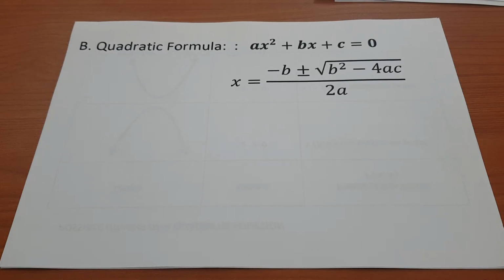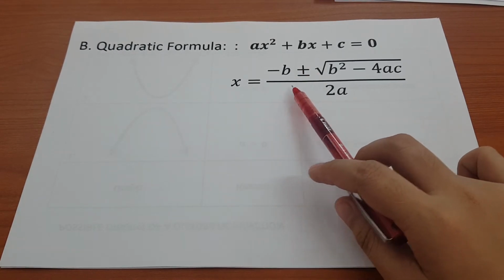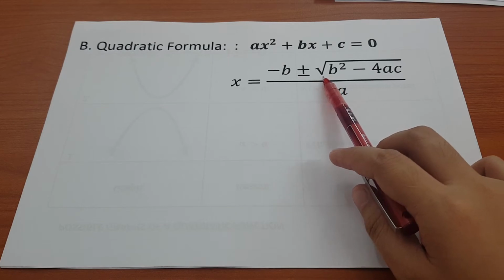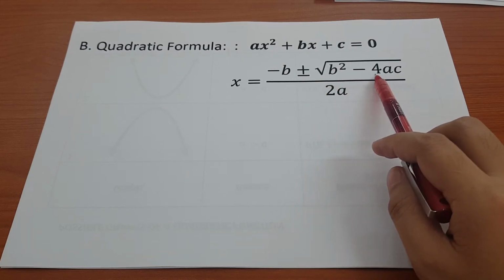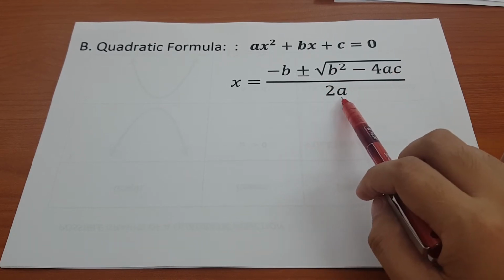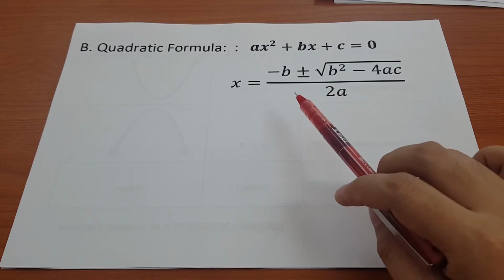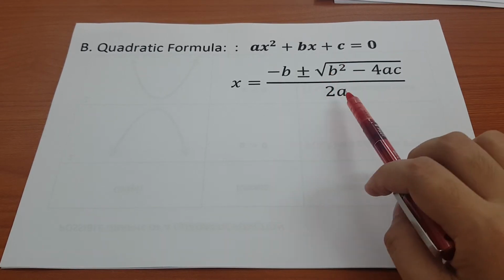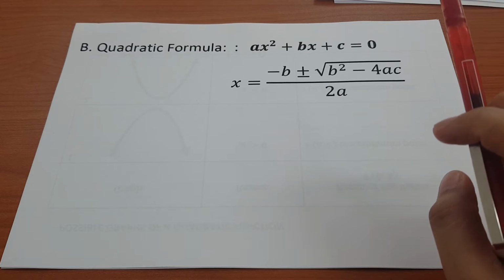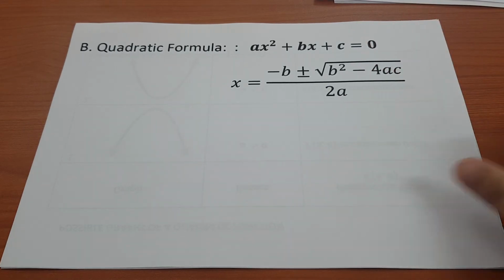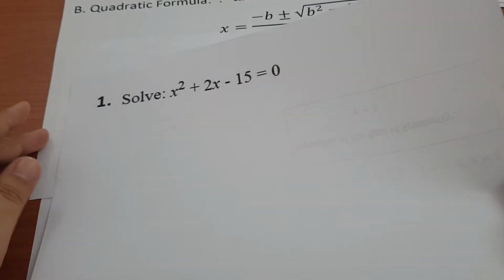Okay, so the second method in how to solve a quadratic equation is using the quadratic formula. This is the formula: x equals minus b plus and minus the root of b squared minus 4ac, all over 2a. First, you need to identify the values of a, b, and c from the given quadratic equation, and then you apply them to the quadratic formula so that you can solve for the value of x.